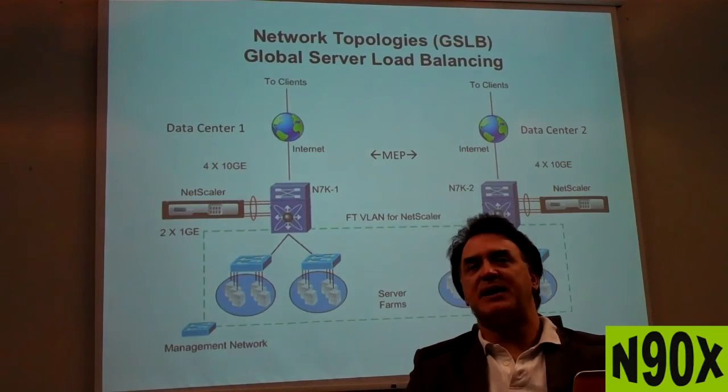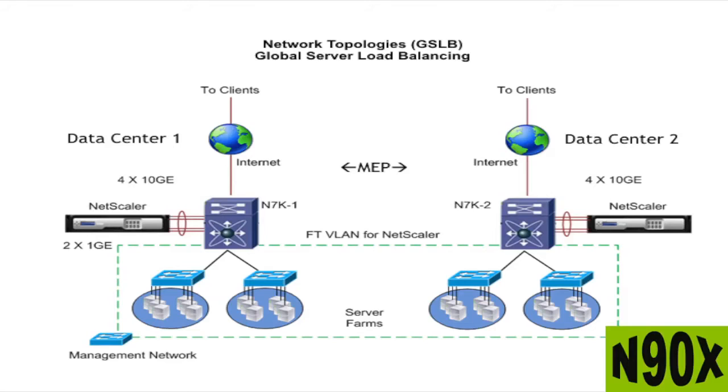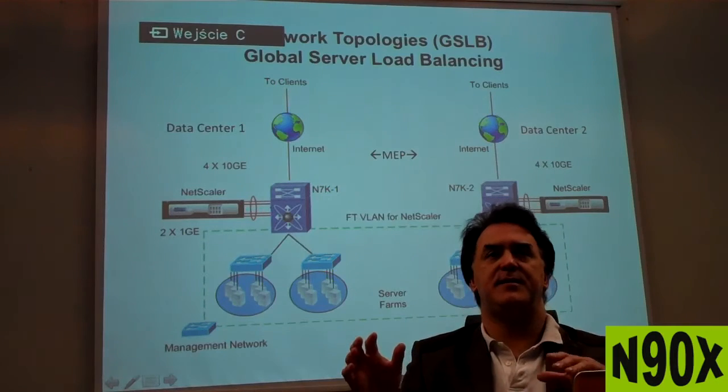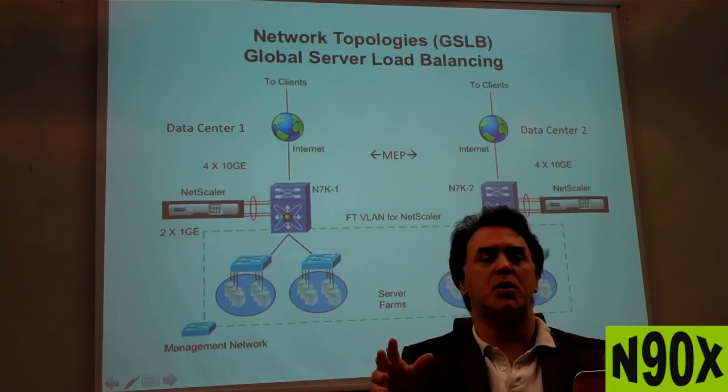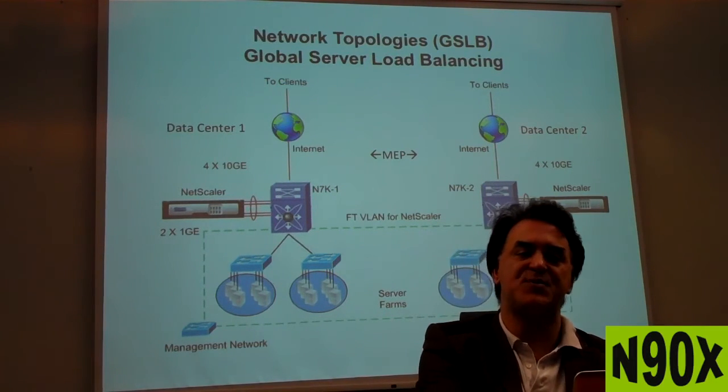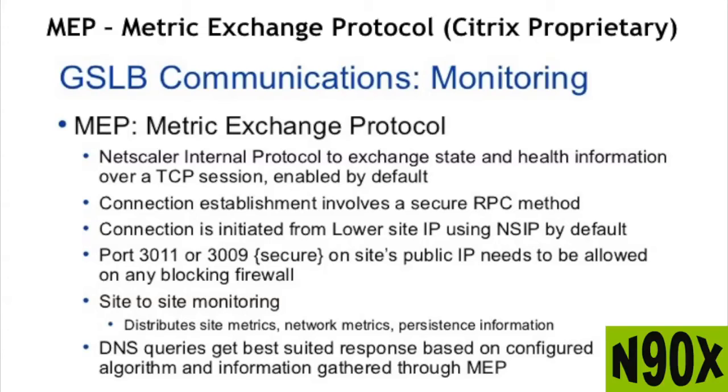The final topology I like to talk about is called Global Server Load Balancing, GSLB. And really what it is is two data centers and a disaster recovery. So you can have multiple data centers, but let's say in this case there are two data centers geographically dispersed with redundant content at both sites. And the NetScalers will talk to each other over a protocol called MEP, which is Metric Exchange Protocol. That's a proprietary Citrix protocol. The NetScalers are just talking to each other.